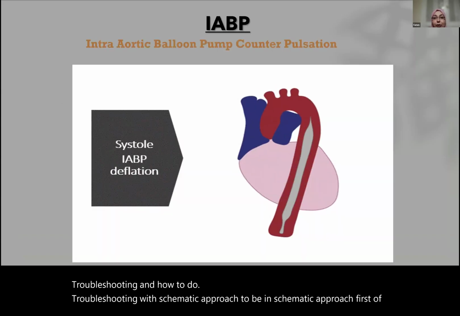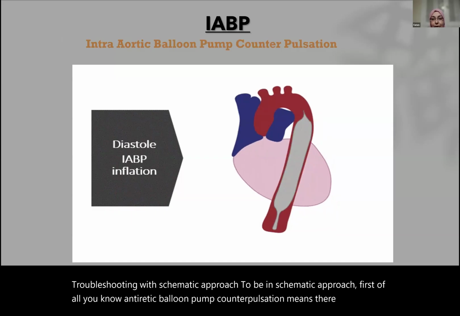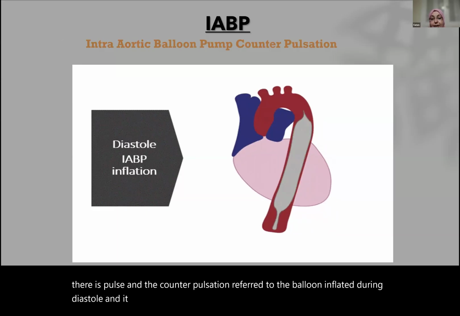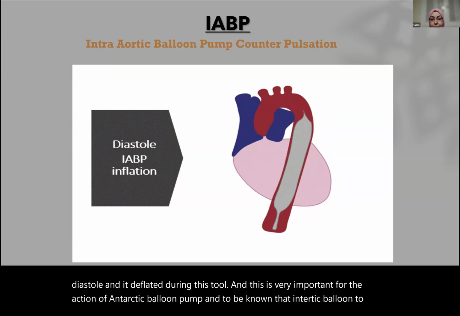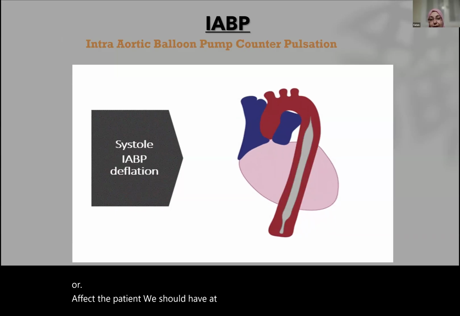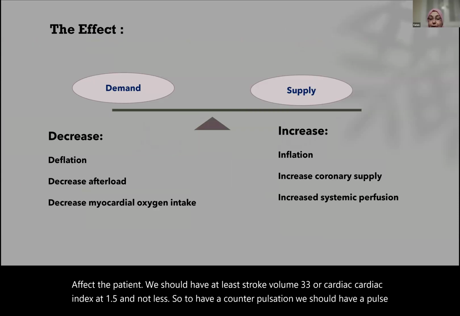First of all, intra-aortic balloon pump counterpulsation means there is a pulse, and the counterpulsation refers to the balloon being inflated during diastole and deflated during systole. This is very important for the action of the intra-aortic balloon pump. For the balloon to work and affect the patient, we should have at least a stroke volume of 33 or a cardiac index of 1.5, and not less. So to have counterpulsation, we should have a pulse.